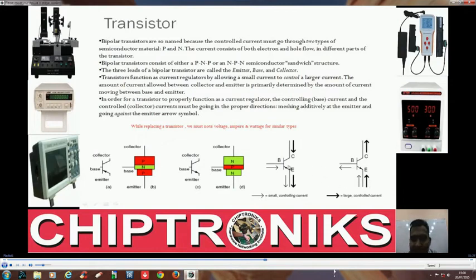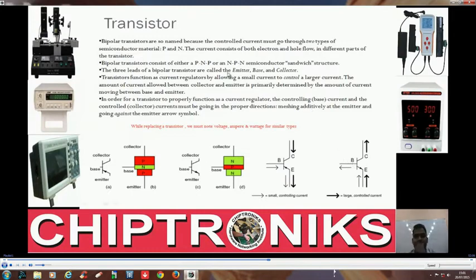This is pointing in, this is PNP; this is not pointing in, this is NPN. So there is a small current at the base, and this is governing a large current. Basically, a transistor can be used in various applications. It can be used as a switch. It can also be used as a current regulator, because a small change in base current can result in a very high change in the current flowing from collector to emitter.